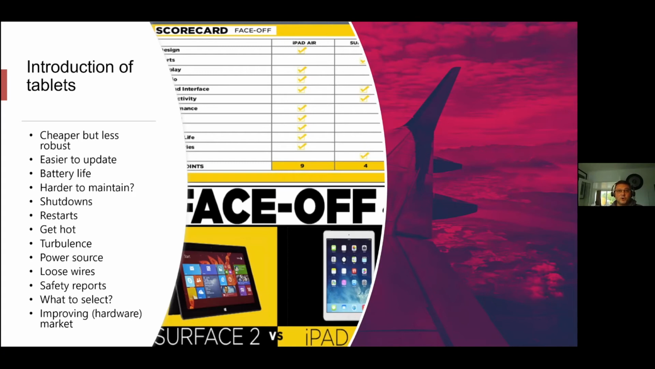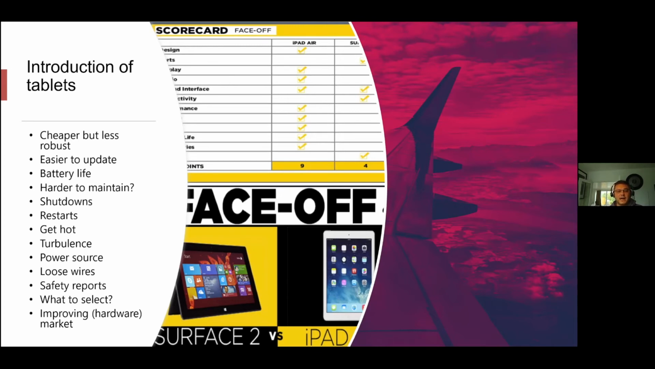Do they take them home? Do they dock them somewhere? Are they easier to update, or are they harder to update compared to an aircraft? What's the battery life on them? Are they easier or harder to maintain? How many shutdowns can happen mid-flight? How many restarts have to be performed? Do they get hot? So therefore, we've got to satisfy a lot of the different approval processes and contingencies that you need as part of an approval.